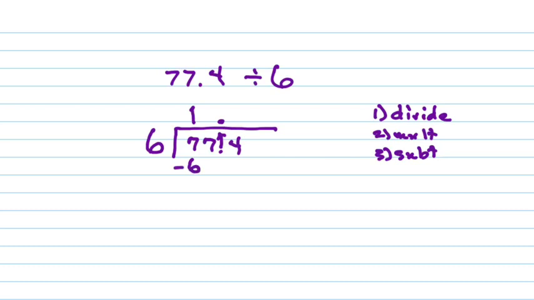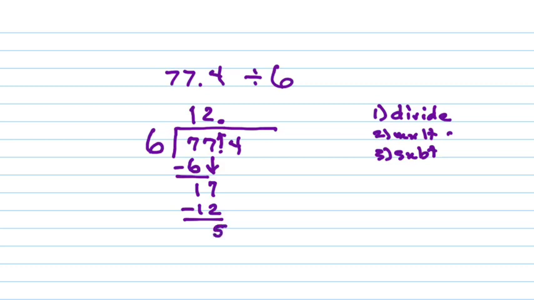6. Subtract those two. 7 minus 6 gives you what? 1. Then I'm not done because it's not a 0, right? So that means bring down the next number and then repeat that process. 6 goes into 17 how many times? 2 times. Then multiply. 2 times 6 is 12. Subtract that. What's 17 minus 12?